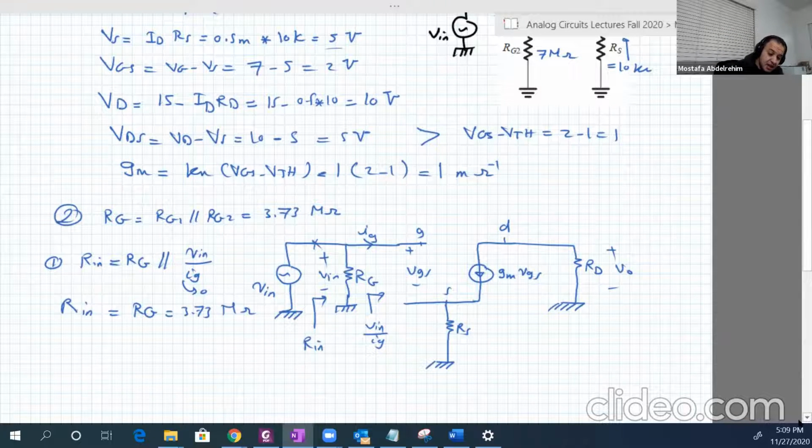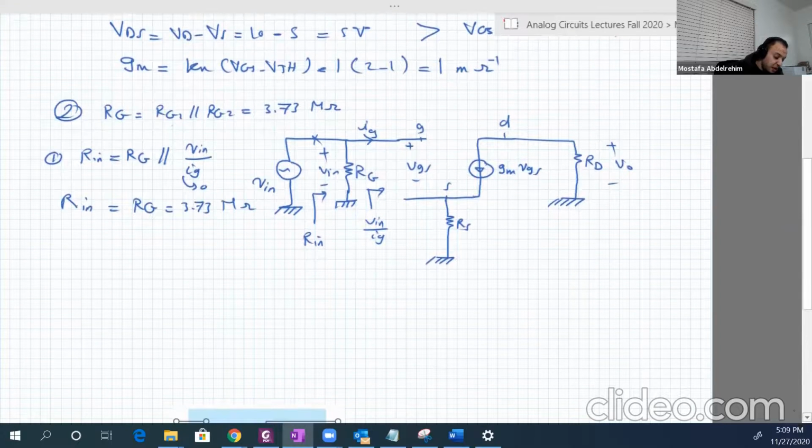As I said, MOSFETs usually have very big input resistances, which is good. Number 2, AV. AV is VO over V input.